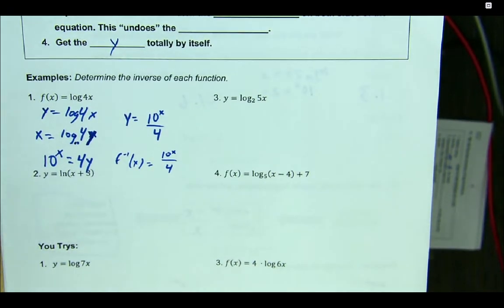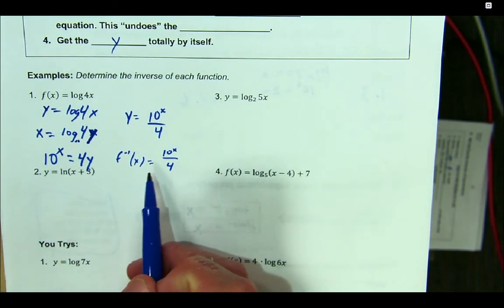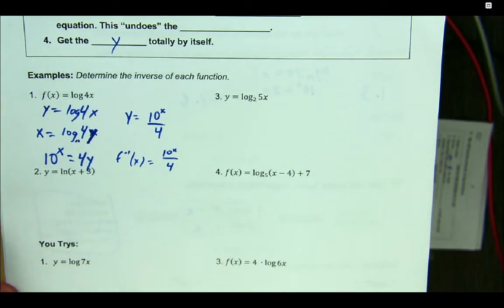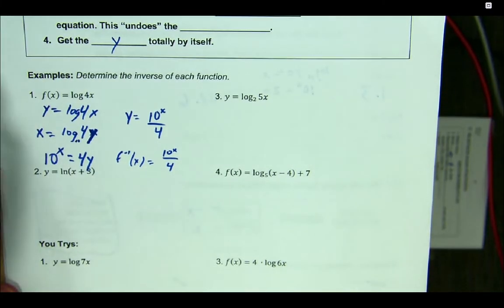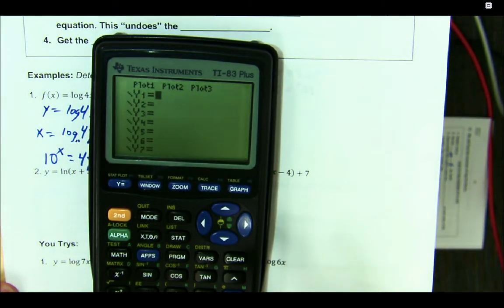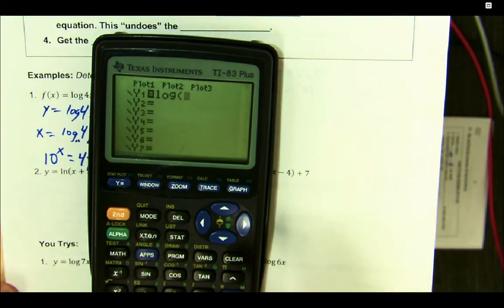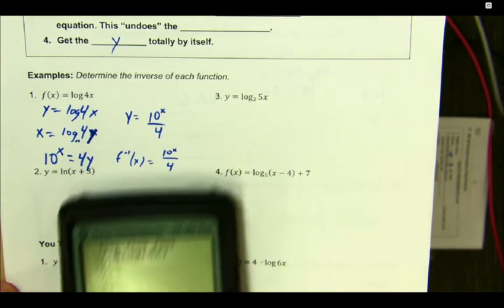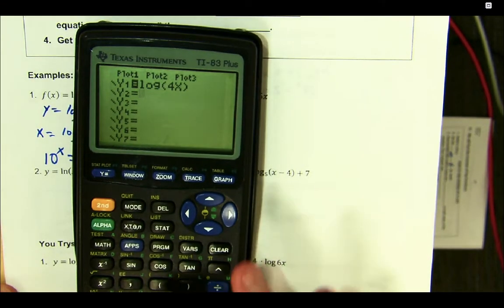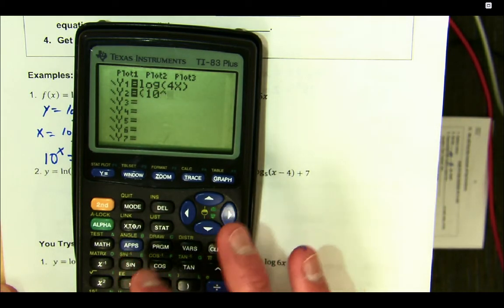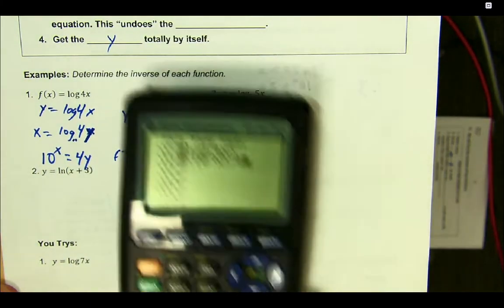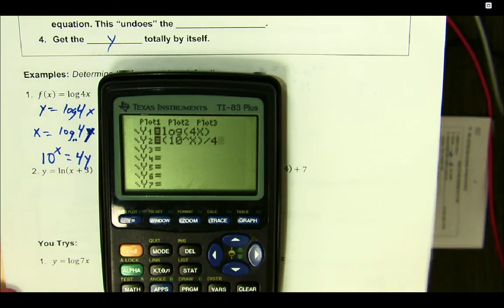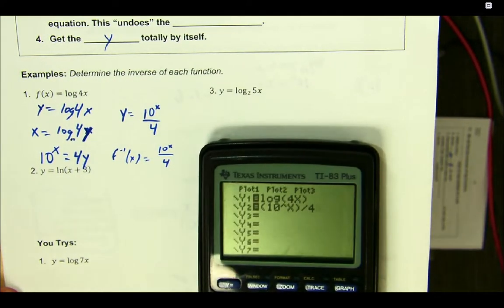And if you want, what would maybe be a good idea is to see what these things look like on your graphing calculator. Okay, actually, I just changed my mind. I will show you. All right, so I started with y equals log of 4x, and then I had y equals 10 to the x over 4. Okay. So I'm hoping that these are inverses of each other because that's what I found to be true.